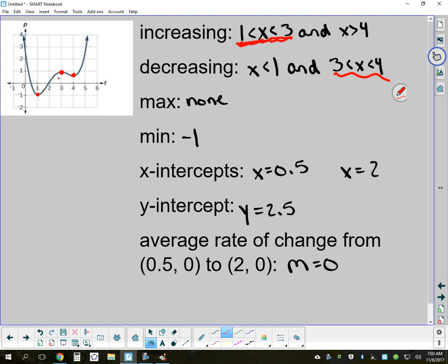So just read it from left to right, making sure you get every piece of the graph, so you're seeing whether it's increasing or decreasing on each section. Because you are continuing up in both directions, that means you have no maximum. You do have a minimum value right there, and of course that's your y value that you're giving. X-intercepts are 0.5 and 2, and your y-intercept is at 2.5. Average rate of change from 0.5, 0, this black point, to 2, 0, this black point. Well, if I had a straight line right there, there'd be a slope of 0, completely flat.